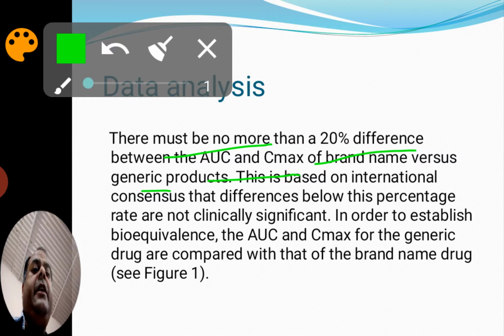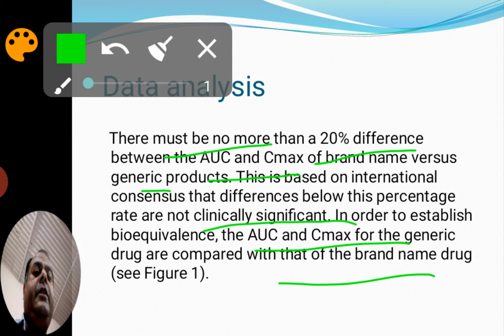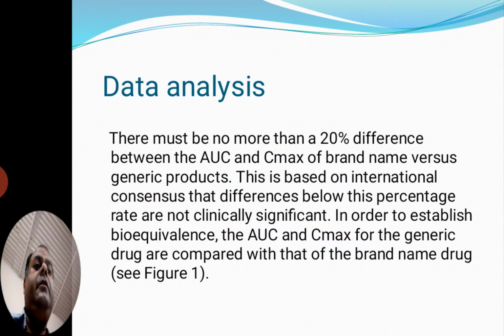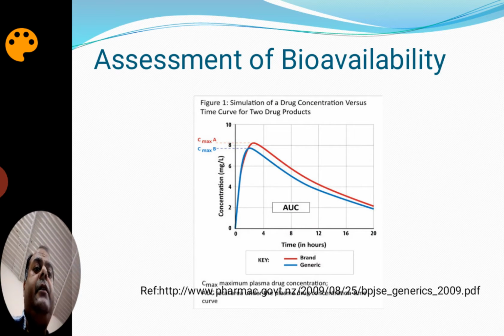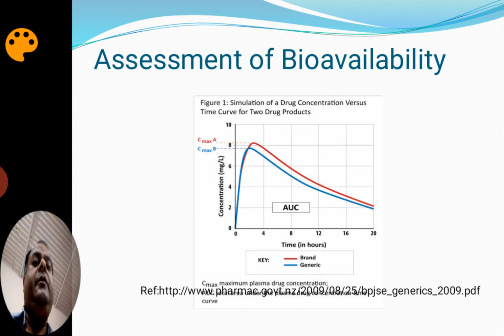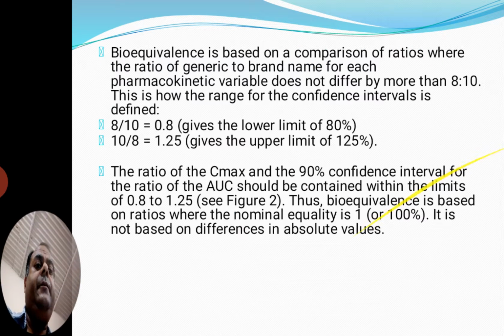This is based on international consensus that differences below 20% are not clinically significant. In order to establish bioequivalence, the AUC and Cmax for the generic drugs are compared with that of the innovator drug product, as shown in figure 1. Now we can see here the figure where the AUC and the Cmax of the generic and the innovator product are compared, and if the variability is less than 20%, then we can say the products are bioequivalent.